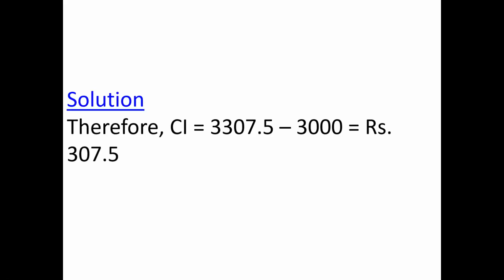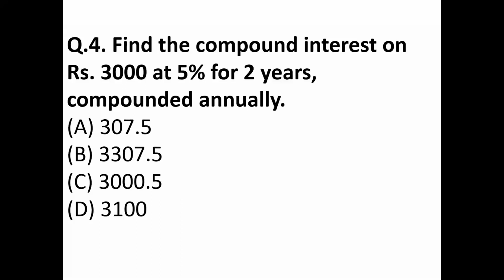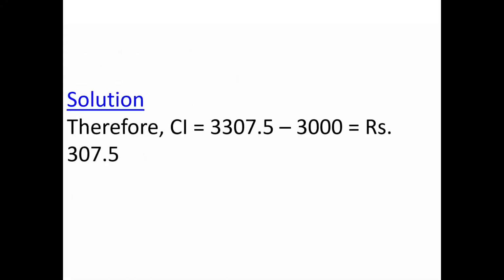Directly you need to put the values: the principal value is given, P is 3000, the rate of interest is given, the years are given, so directly put the values in the formula. Then you will get the amount, that is 3307. Since we know the principal amount is 3000, if we deduct it, then directly we will get the compound interest.